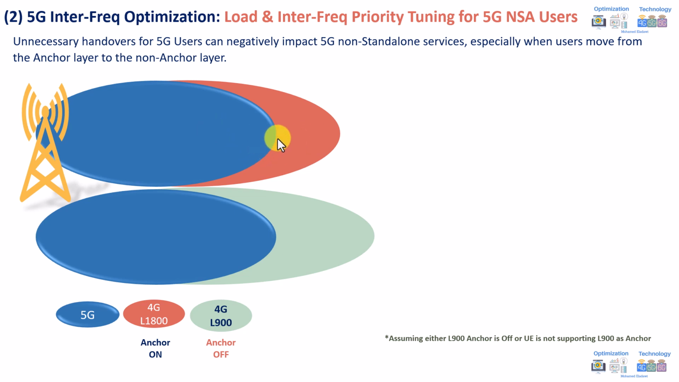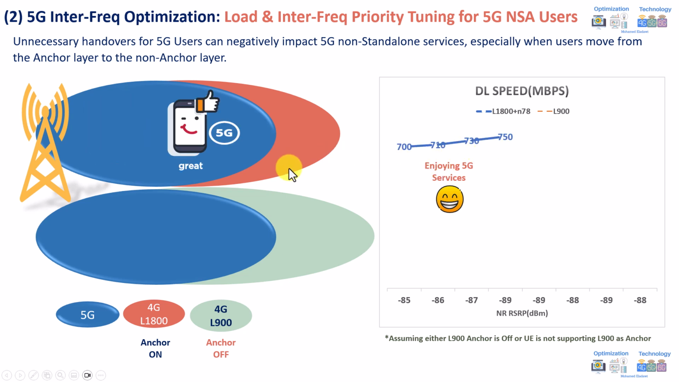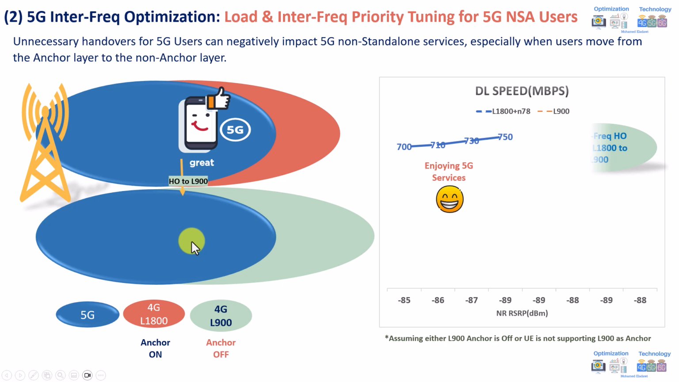You also need to ensure another thing. For example, in this particular scenario, assume this is the 5G user. Initially he was here, coming in on L1800 and 5G, so he's enjoying the 5G services. He started getting, for example, 700. This was the average speed. But then he makes a handover from the L1800 layer to the 900 layer through load balancing. This was a load balance handover from 1800 to 900 as an example.